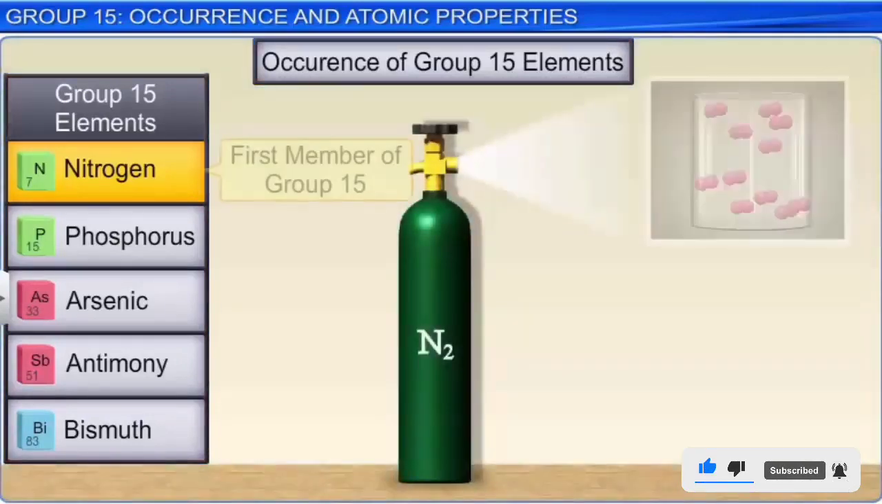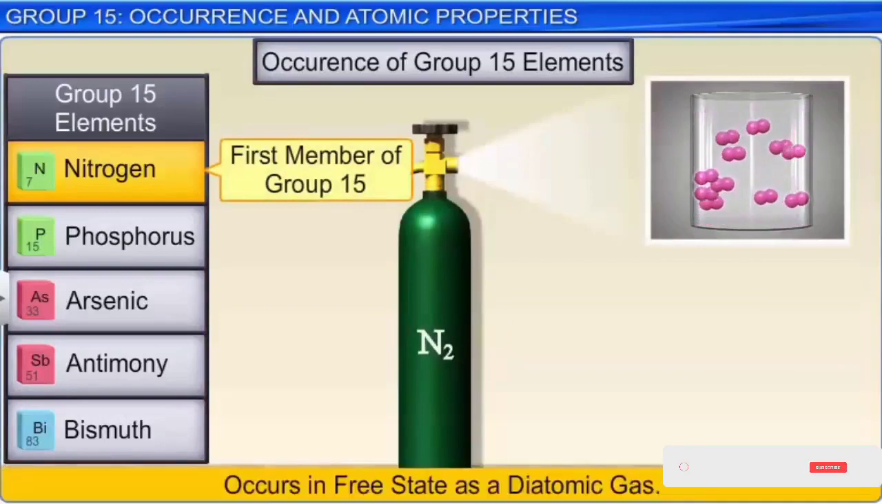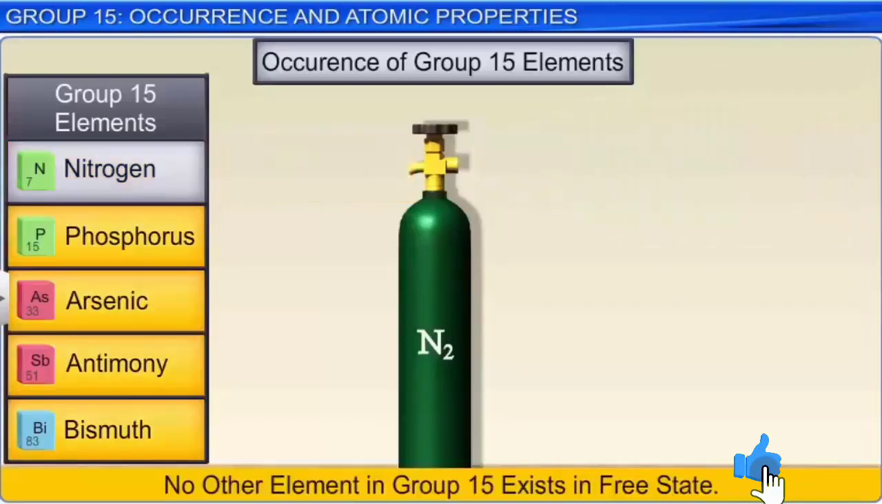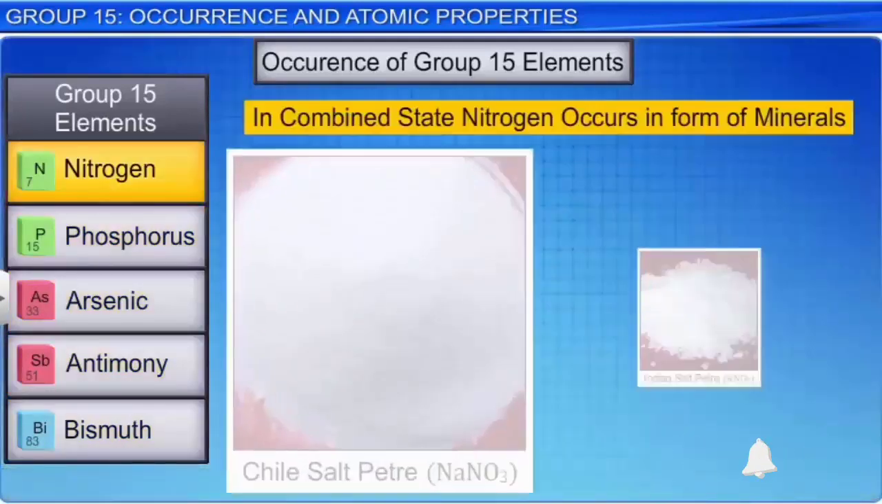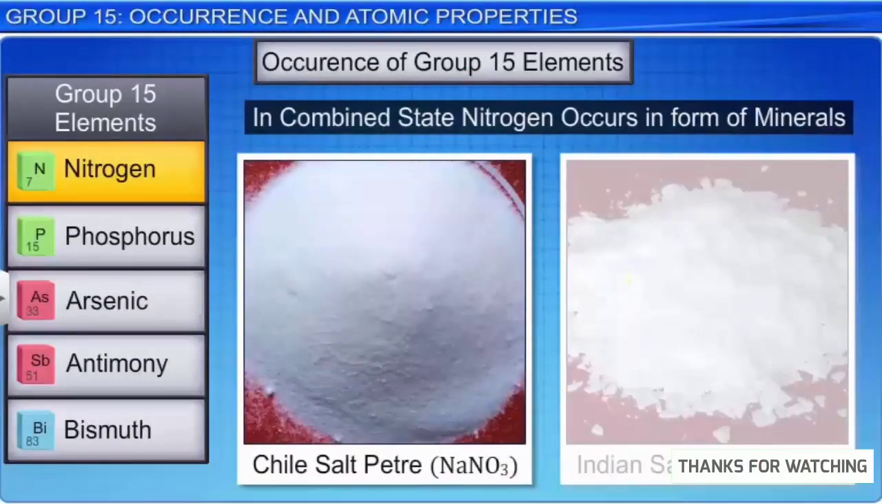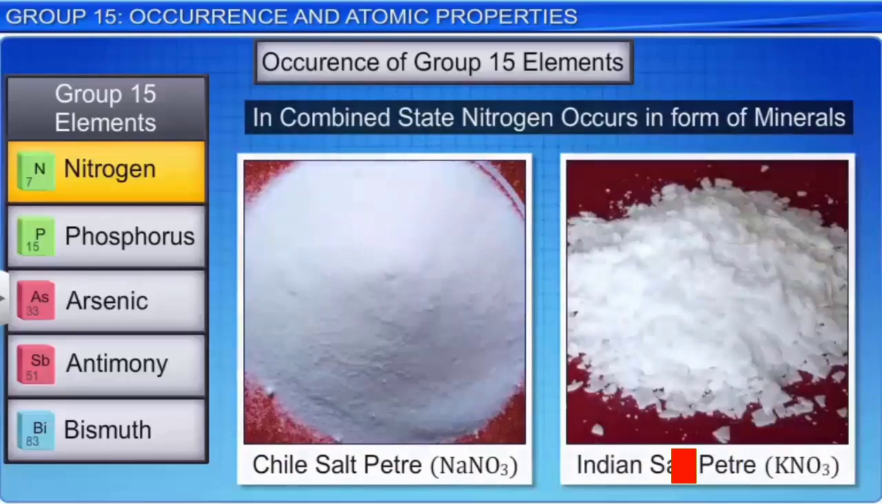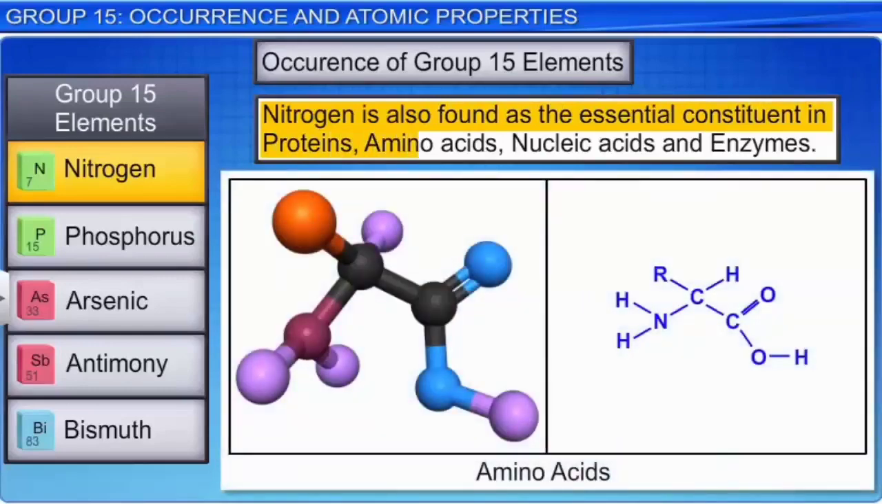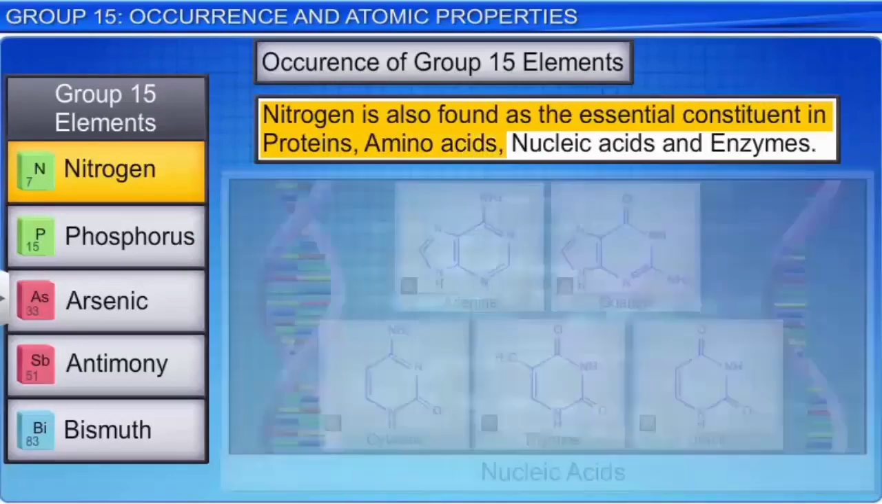Nitrogen is the major constituent of the Earth's atmosphere and accounts for 78% by volume. It is the first member of this group and exists in the free state as a diatomic gas, N2. No other element of this group exists in the free state. In the combined state, it occurs in the form of minerals: Chile salt is called saltpetre and Indian salt is called saltpetre. It is also found as an essential constituent in amino acids, nucleic acids and enzymes.